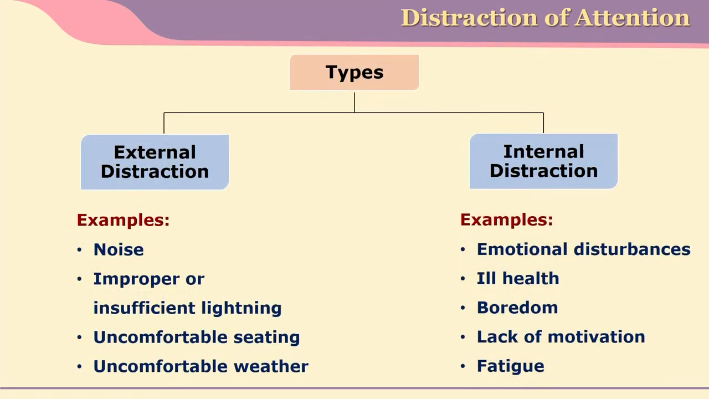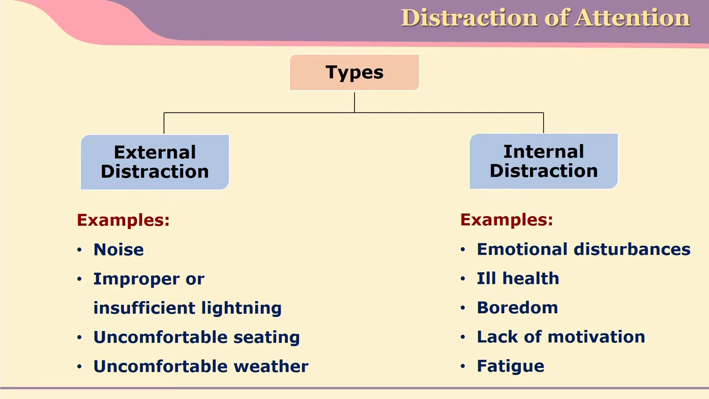The distraction of attention can be divided into two parts, internal distraction and external distraction. The examples of internal distraction can be emotional disturbances. A child or a person may be going through some kind of stress or any other disturbance. A child may not be feeling well, suffering from fever or anything else. A child is feeling bored, or a person is not motivated to attend to the particular object, fatigue, etc.